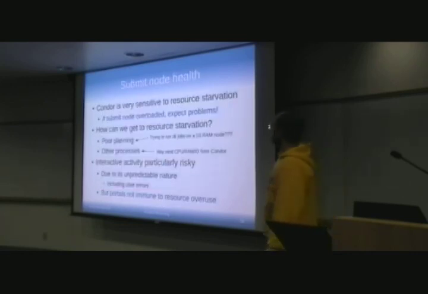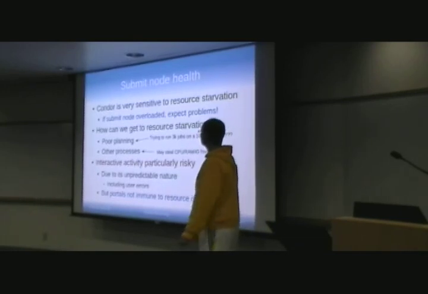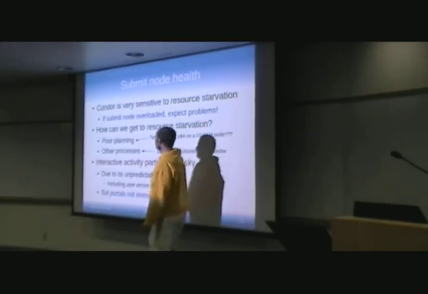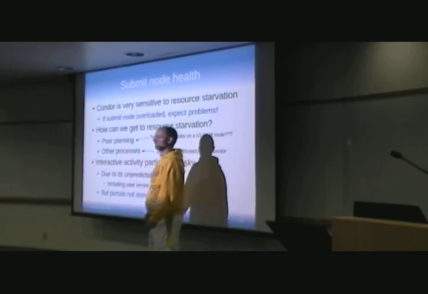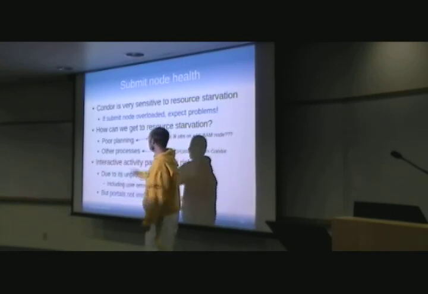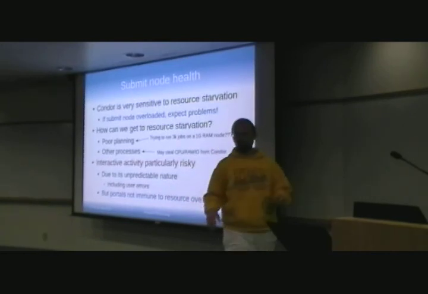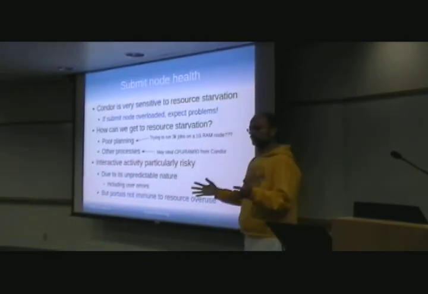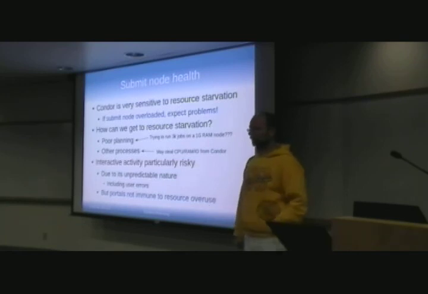Make sure that the submit node is healthy, because if it gets overloaded, you will have a problem. And usually it's either due to poor planning. You know you want to use 10,000 glideins, but you have a too small machine. Bad planning. Or there are other processes, either interactive users or a VO portal that is too resource hungry.